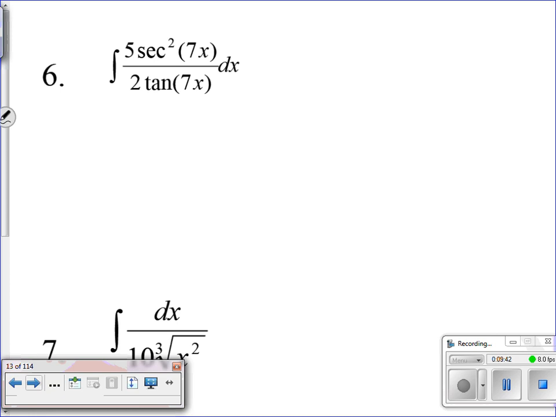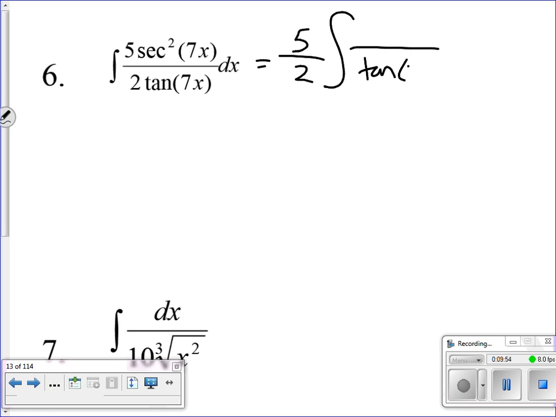Okay, number 6. First, we're going to pull out the constant multiplier. We have a 5 in the numerator and a 2 in the denominator. So let's first pull out the constant multiplier. Hopefully, as you look at this, you say, oh, I know secant squared is the derivative of tan. Okay, so if you realize that, you'll see this is probably going to be a du over u.